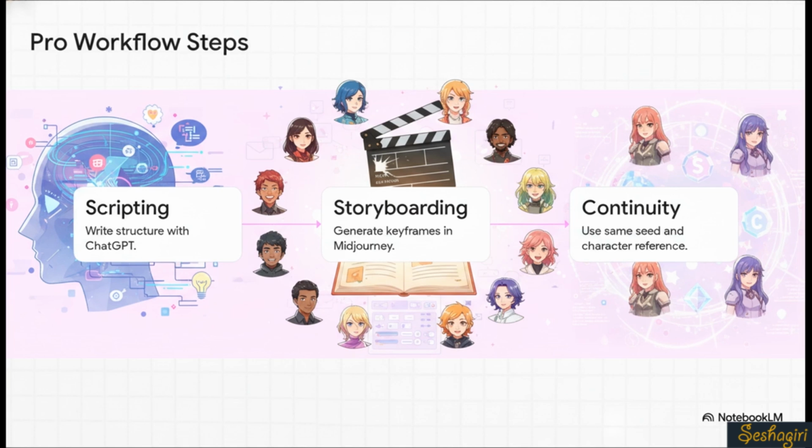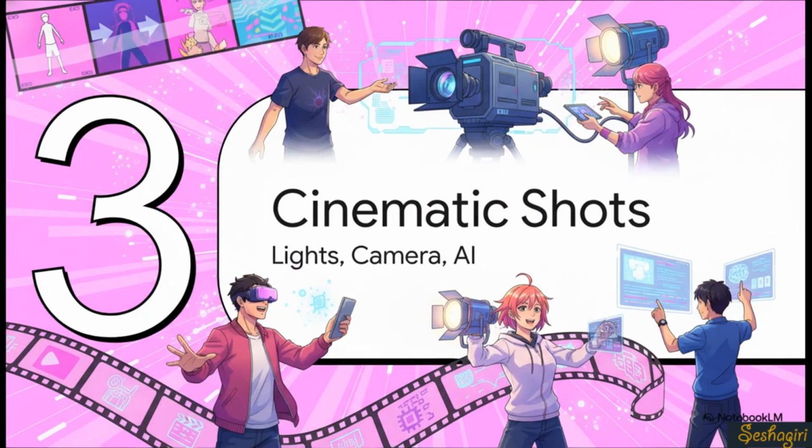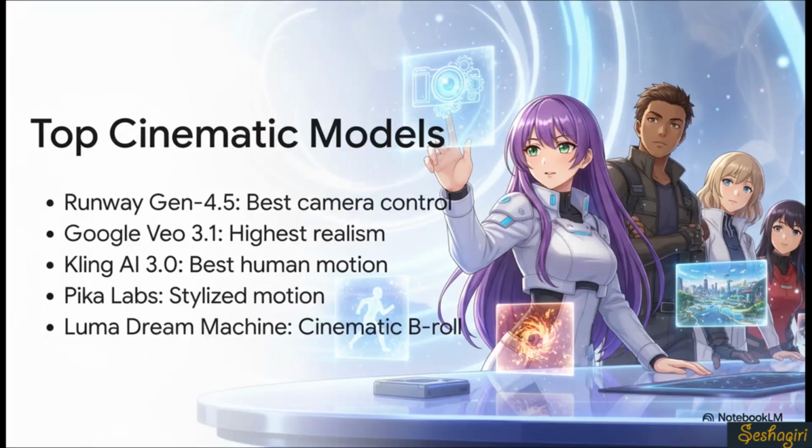All right, Section 3, Generating Cinematic Shots. Lights, camera, AI. Once our keyframes are perfectly consistent and that storyboard is locked in, we move the crew right into the production phase. This is where those static images finally wake up and become cinematic motion. We've got incredible options for this, and as a director, you need to know exactly which tool to pull from your kit.